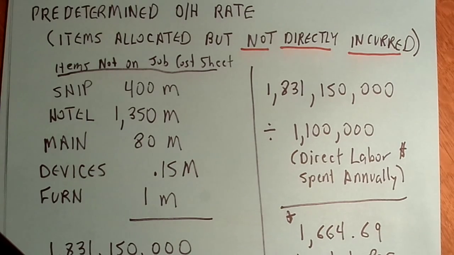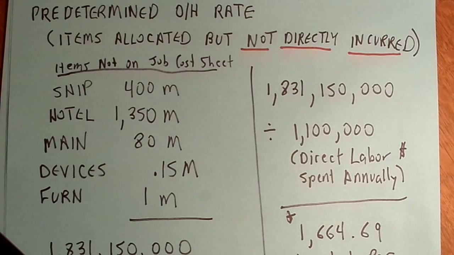It was just $1,350 million. The maintenance, for purposes of this part, it didn't really matter if it was fixed or variable. It's $80 million a year. The devices are $150,000 a year. The furniture, $1 million a year. So this means that for all 250 passengers, the total overhead which needs to be allocated is $1,831,150,000.